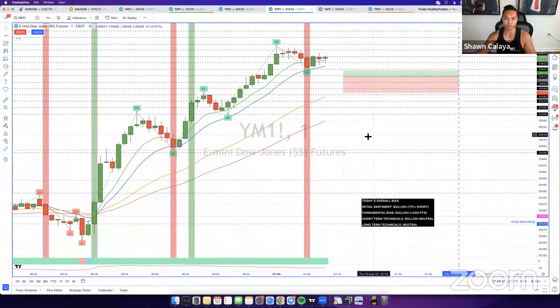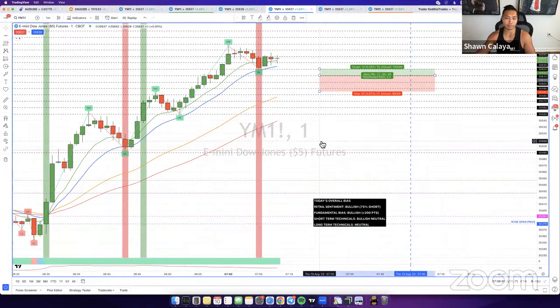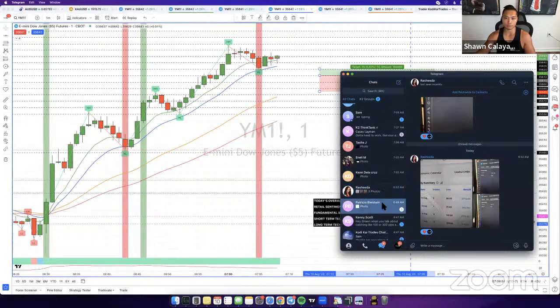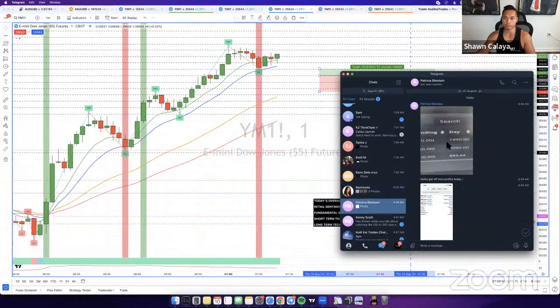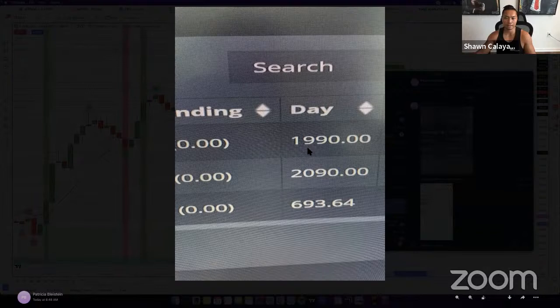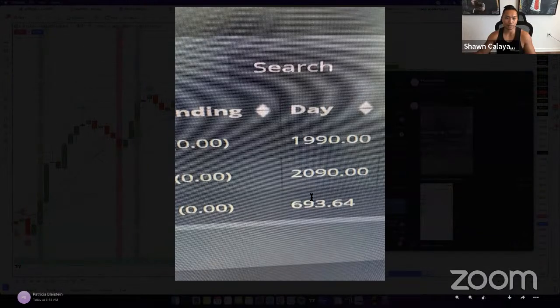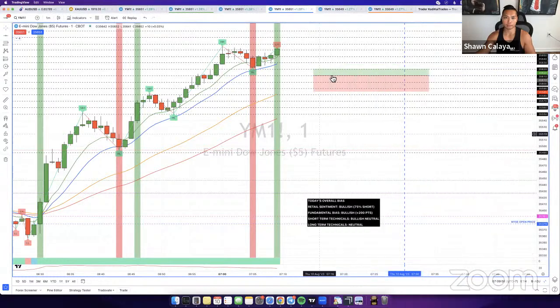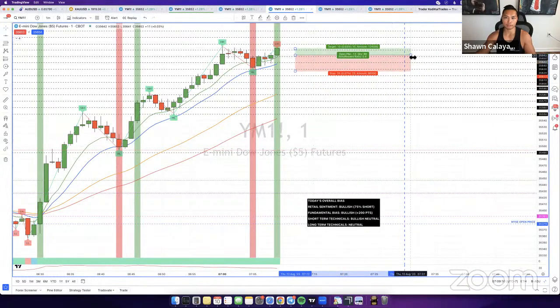There's no entries right now, guys, so don't worry. We're not missing anything. I'm still focused on the chart. I'm just covering everybody's profits as we wait for that opportunity to come in. Patricia over here, she locked in 1,990 on her first account, total profit of 2,090 on her second account, and a total profit of 693 on her third account. Nice work, Patricia. All right, we have a buy signal here. I'm going to come back to the profits in a little bit. Just going to see if there's an opportunity for entry right here.